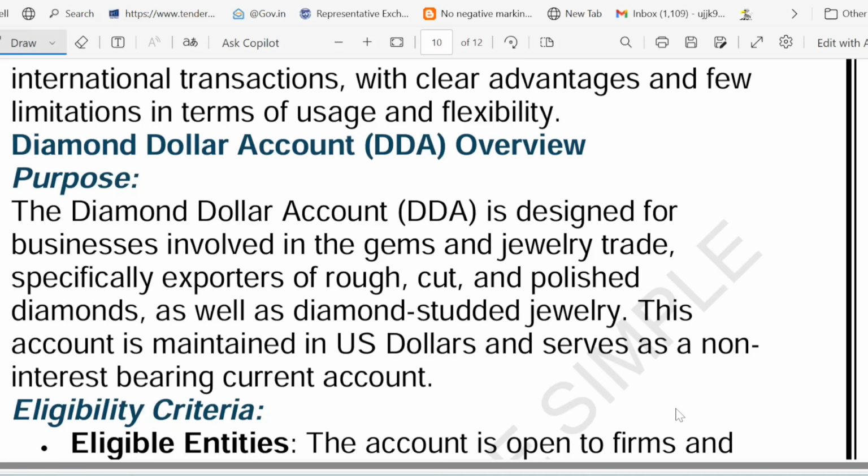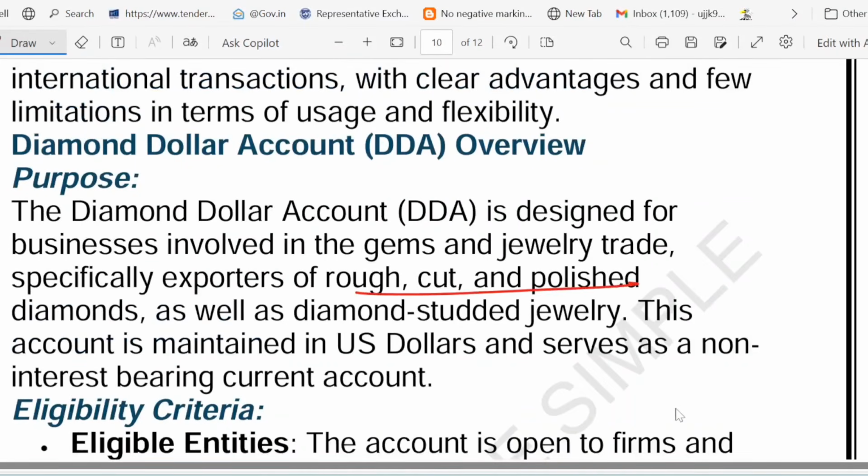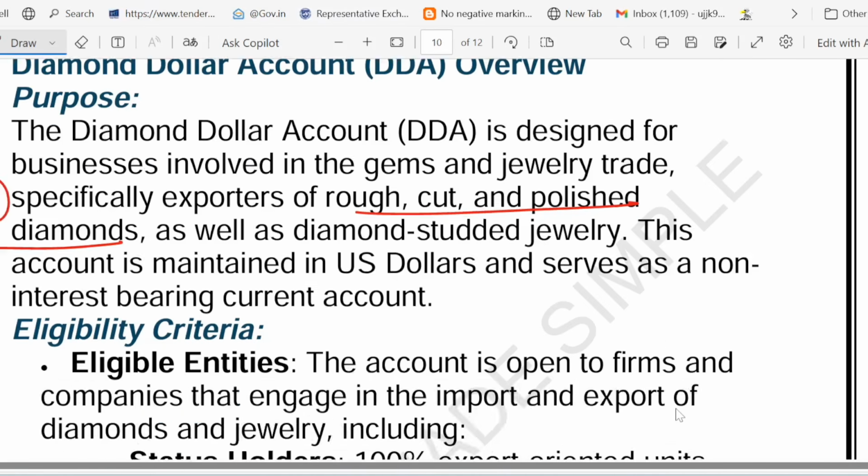So who can open DDA? First of all, have a look. It is opened by diamond and jewelry exporters, meaning either rough diamond or cut diamond. As you can see, rough, cut and polished diamond, studded jewelry. And then comes A status holder. So first point I told you, second point I told you, A status holder.